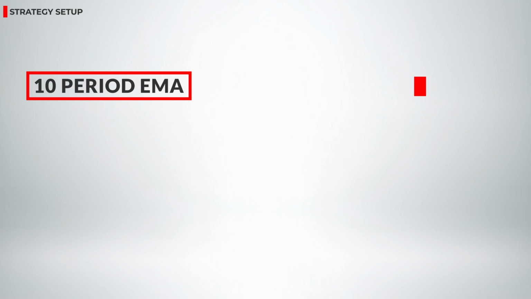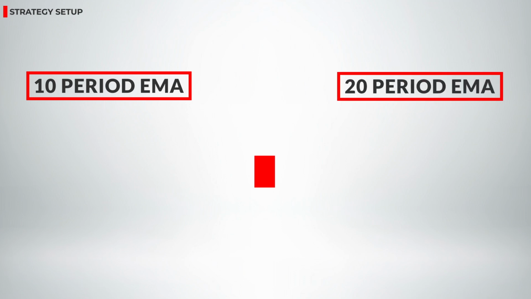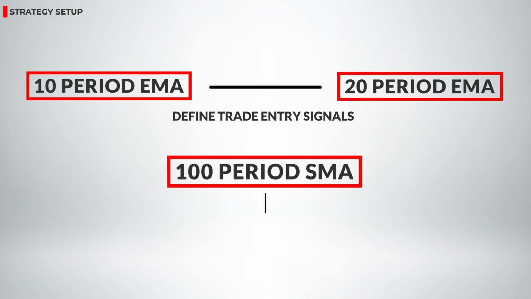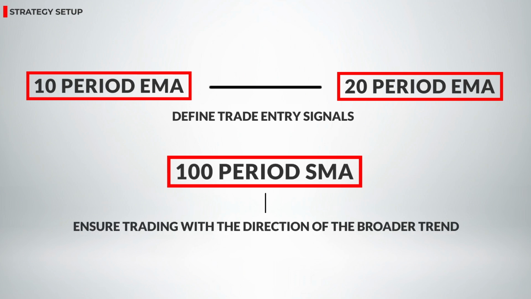For the strategy that we are going to be testing today, we need to add 3 moving averages to our chart: a 10-period EMA, a 20-period EMA, and a 100-period SMA. We are going to use the 10 and 20-period exponential moving averages to define trade signals and use the 100-period simple moving average to ensure that we are always trading with the direction of the broader trend.